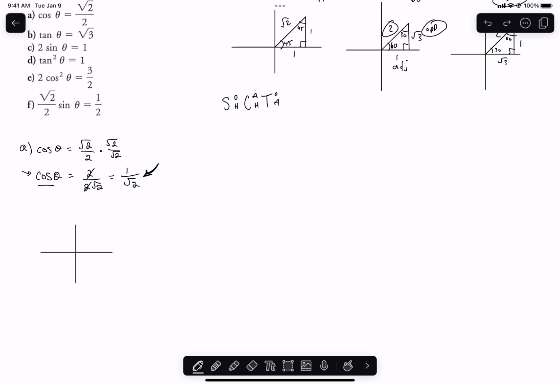This is where this kind of CAST rule came from. So down in the cosine quadrant would be where cosine is positive, as well as the all quadrant. And so we have 0, 90, 180, and 270, and subsequently 360 here. I know that the cosine of theta is adjacent over hypotenuse, so my ratio tells me that I have adjacent over hypotenuse.